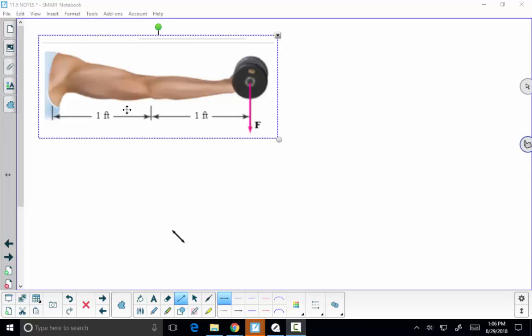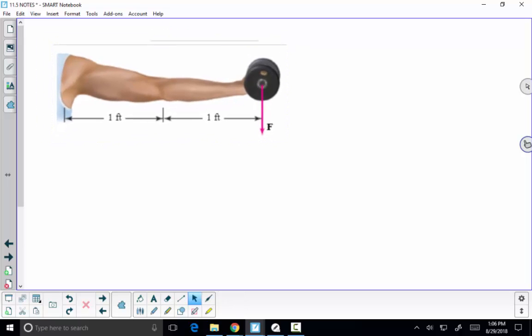From the shoulder. Get that. Go off. There we go.